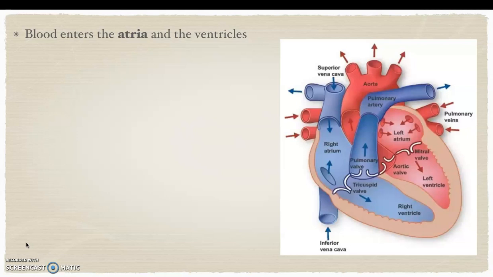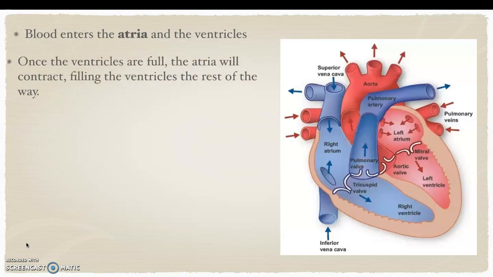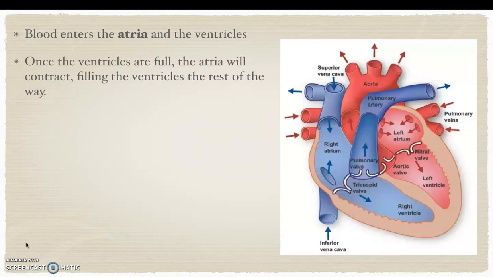So the red blood cells are going to come right here and right here. And the first thing, they're going to fill in the atrium right here. So blood enters the atria, also known as the atrium, and the ventricles. Moving on, once the ventricles are full, the atria will contract, filling the ventricles the rest of the way. So when blood is filled up right here, what will happen to the blood? The blood has to go down right here to the ventricle.